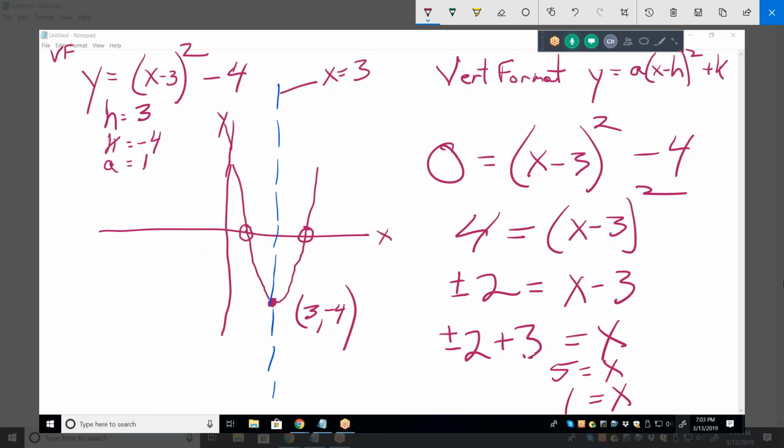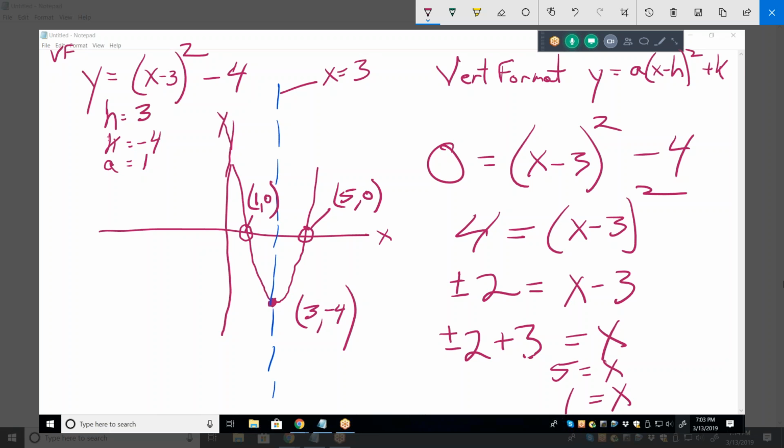So this point right here is what? That one on the left? That's 1, 0. Remember the x-coordinate first? 1, 0. And this point over here? It's 5, 0. So that would have been another way to do the problem. And it really is half a dozen of one, six of the other.